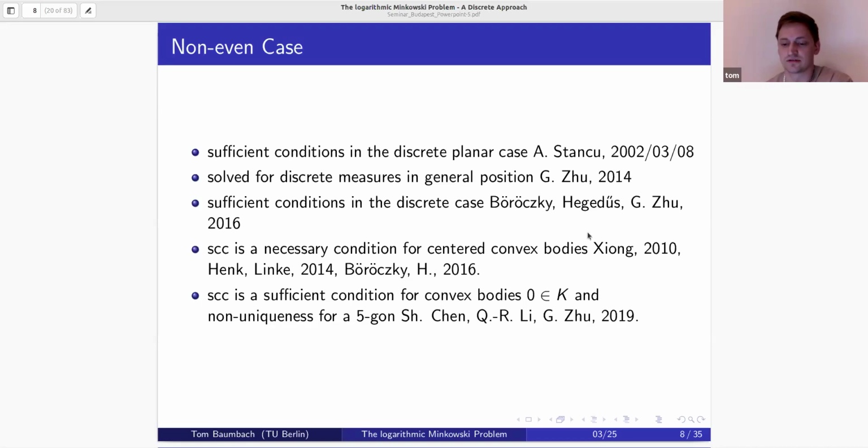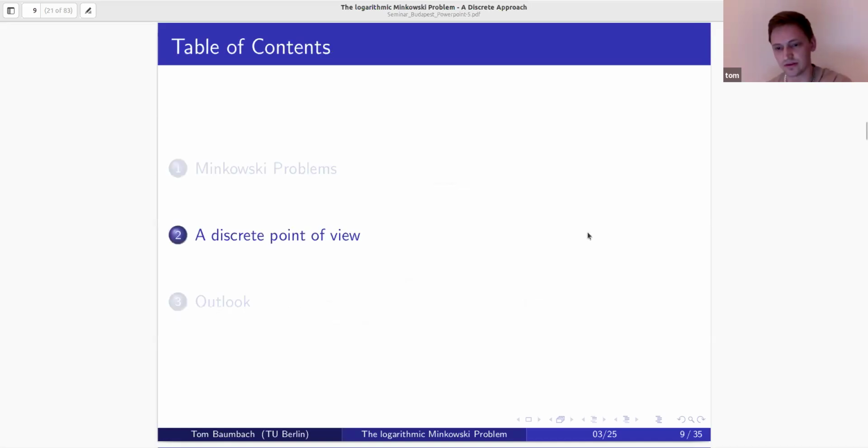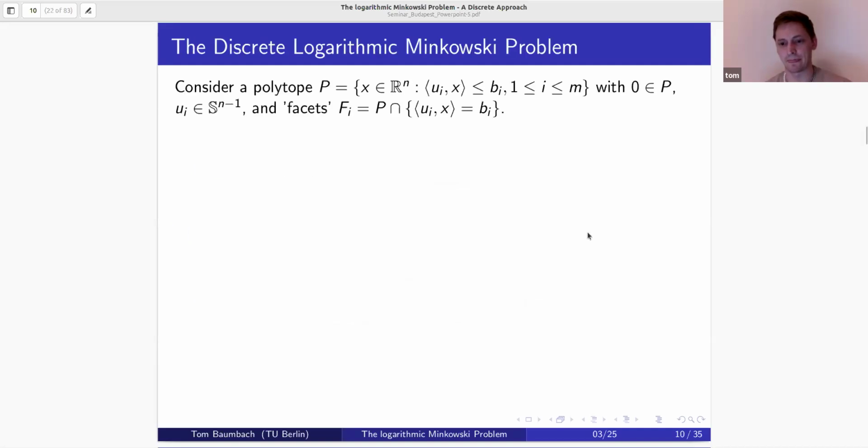Then the subspace concentration condition is a sufficient condition for convex bodies, but there are also non-uniqueness measures. I will not go into too much detail, but I was just thinking maybe it's nice to know. Okay, now we are going to look at the discrete point of view, which hopefully makes everything a little bit nicer and simpler. And from now on, you should be also able to understand everything.